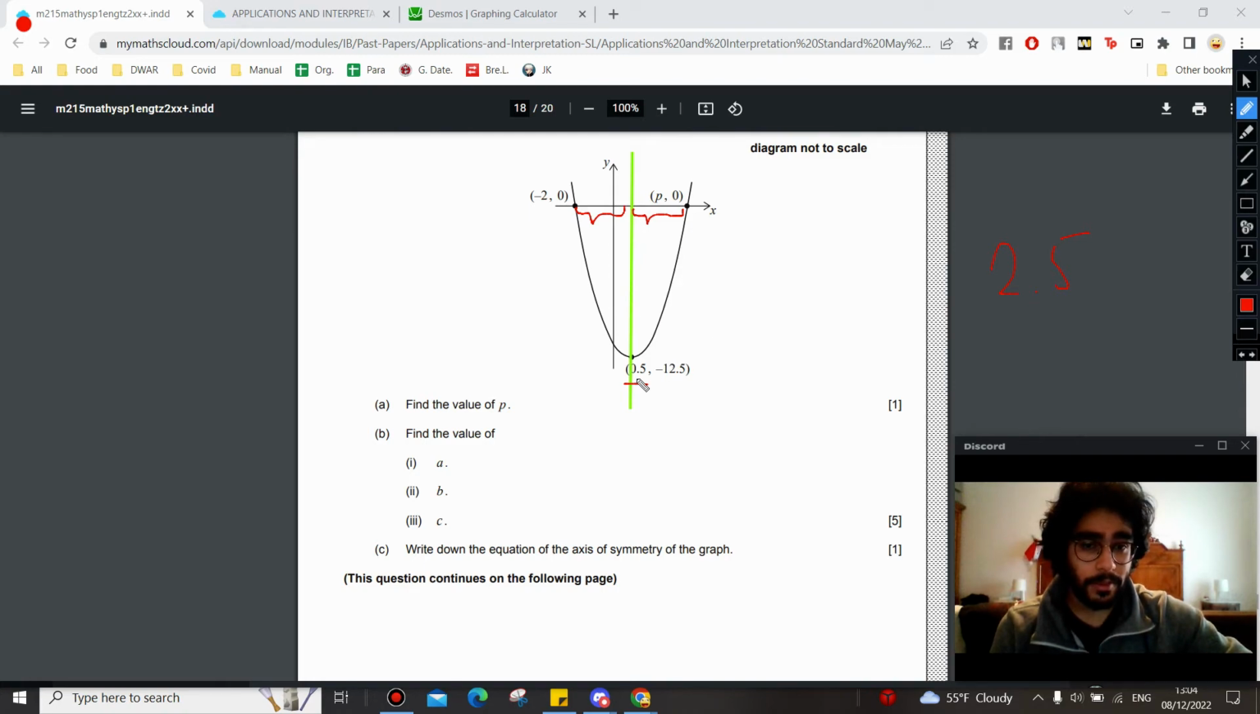So what would be the distance from 0.5 to p? It will still be 2.5. So 0.5 plus 2.5 will be equal to 3. Easy peasy, 1 point. Find the value of a, b, c.